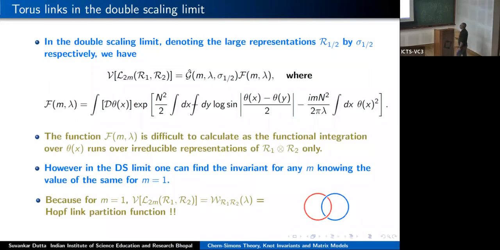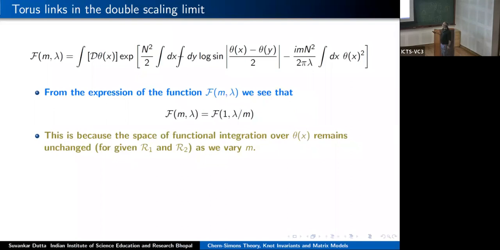However, in the double scaling limit, one can find the invariant for any m, if you know the value of the invariant for m equals 1. And as I said, m equals 1 corresponds to the Hopf link, which we know. How? Now let's look at F of m. This F of m has the property that F of m comma lambda is F of 1 comma lambda by m. This is possible because the theta integration depends only on the irreducible representations of R1 and R2. It doesn't depend on m, n or lambda. So the theta integration remains the same. Therefore, this F satisfies this property.